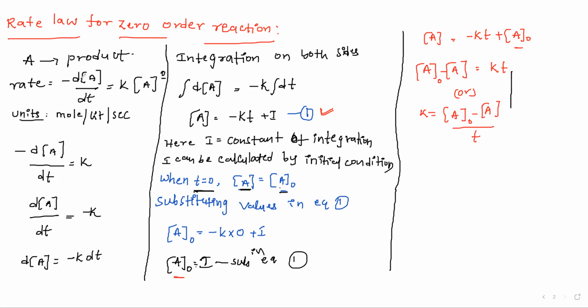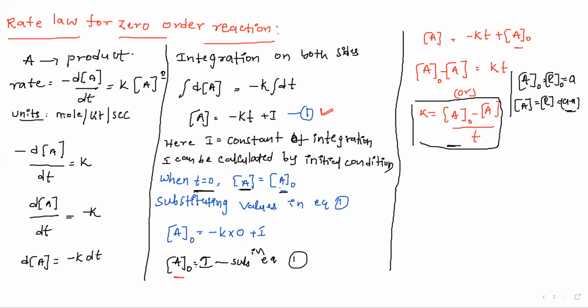Now I am going to write a small correction here: A naught minus A is equal to the rate constant times A to the power of 0, because this is the representation of the zero order reaction. And the units we know already, moles per liter per second. Minus dA by dt is equal to K, a constant. So dA by dt is equal to minus K, so dA is equal to minus K dt. Now what are we doing here? We are doing integration on both sides.